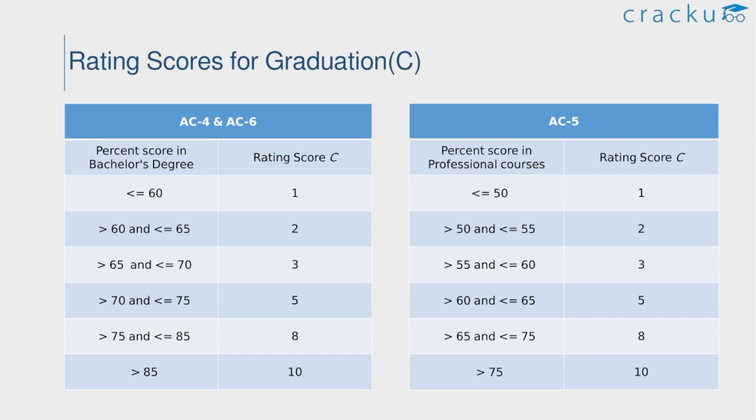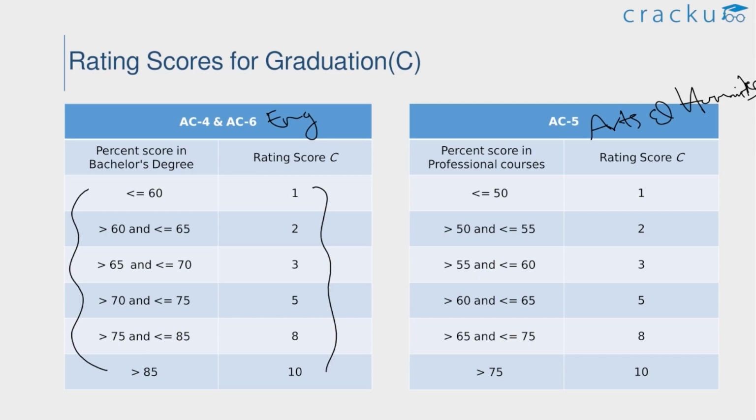If you have done your graduation in the stream of Engineering, then you come under the category of AC4 and 6. So these are the range of percentages and corresponding points. If you have done your graduation in the stream of Arts and Humanities, then you come under the category of AC5. So these are the percentages, and these are the corresponding points.